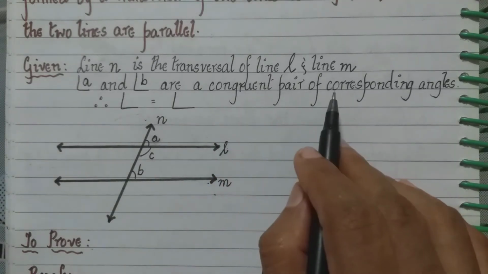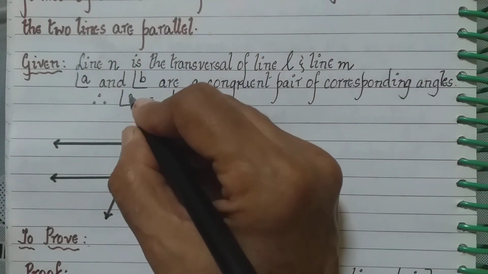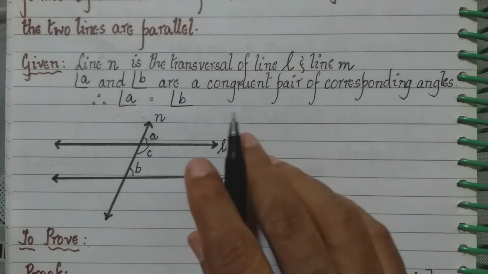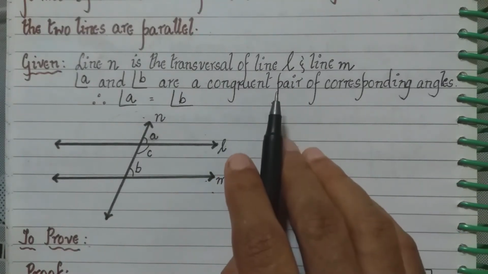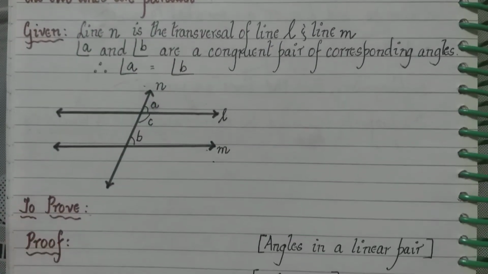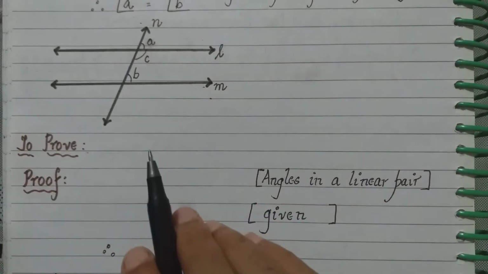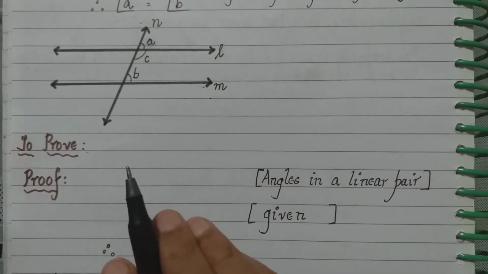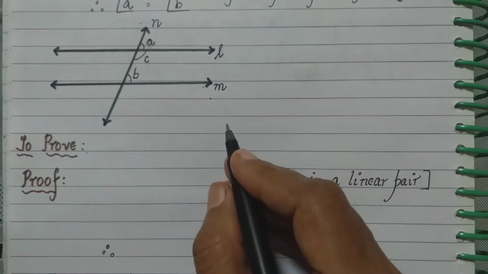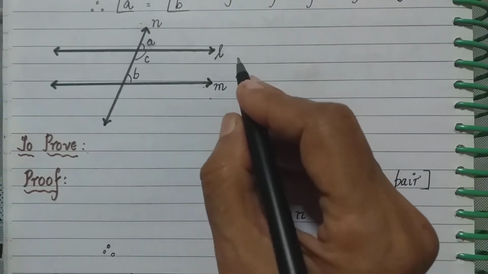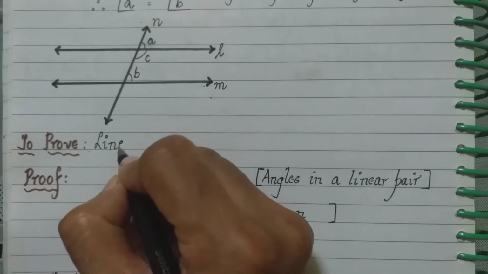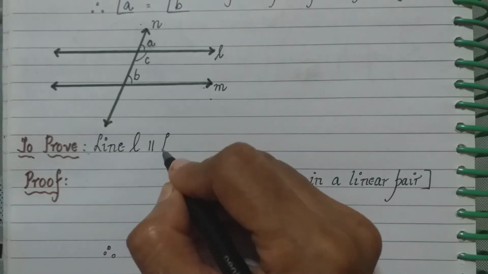Therefore, since they are congruent to each other, their measures are equal to each other. Therefore, angle A equal to angle B. So you have seen that even the given part is similar to the alternate angles test. Only in place of corresponding angles we write alternate angles. Now what are we to prove? In all these three tests, the interior angles test, corresponding angles test and alternate angles test, what we have to prove remains the same. That is, the two lines have to be parallel to each other. Here the lines under consideration are line L and line M. Therefore we write here, line L parallel to line M.